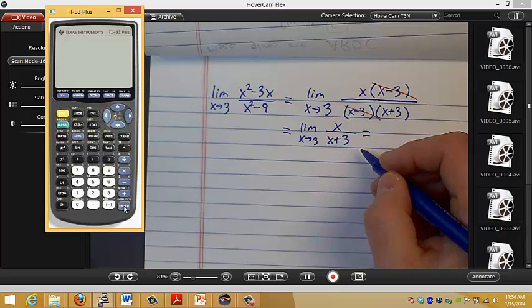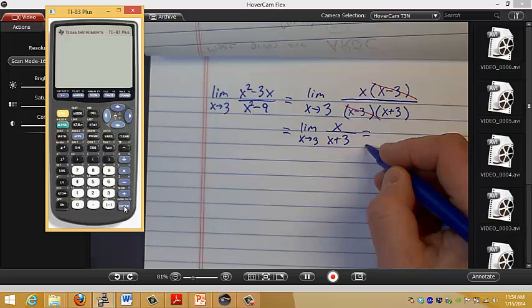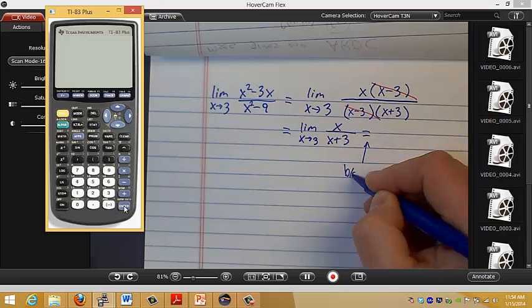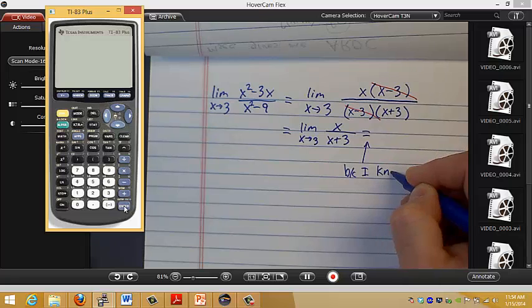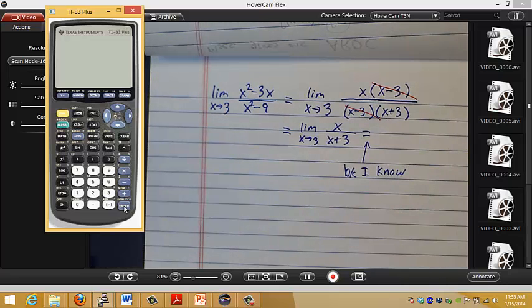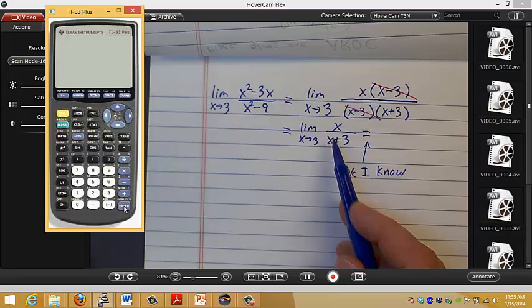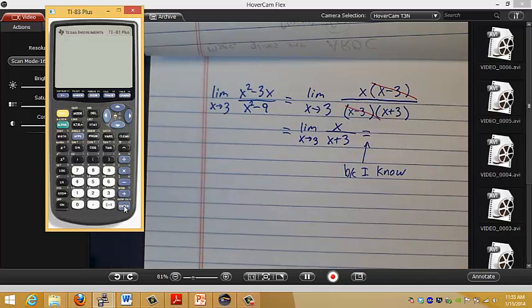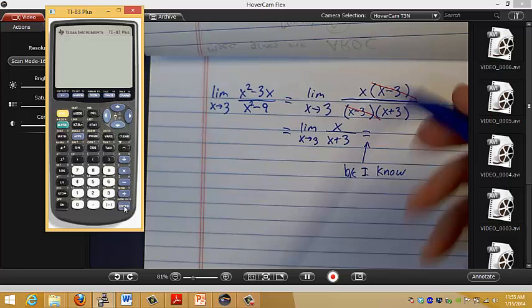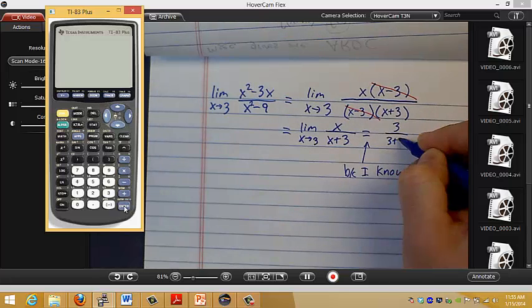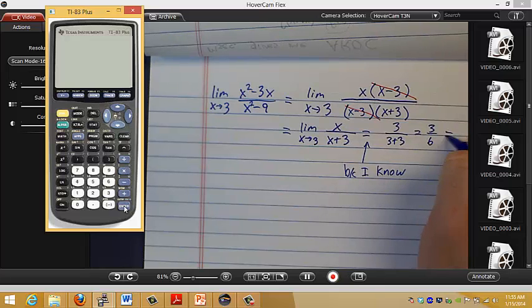At this point, because I know something, I'll explain what I know in a minute, I can just take the 3 and substitute in. It'll work now, won't it? What do you get? You get 3 over 3 plus 3, 3 over 6. Sure enough, the limit is 1/2. Genius. Okay? But I knew something there.